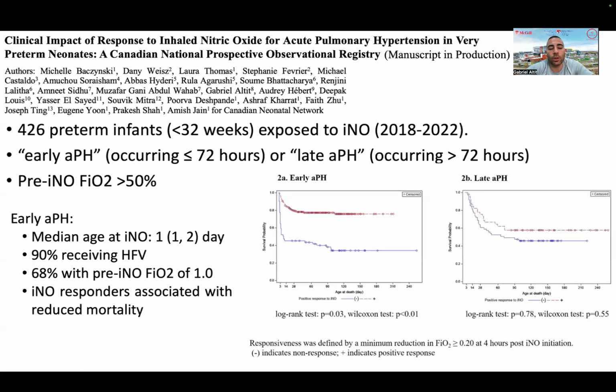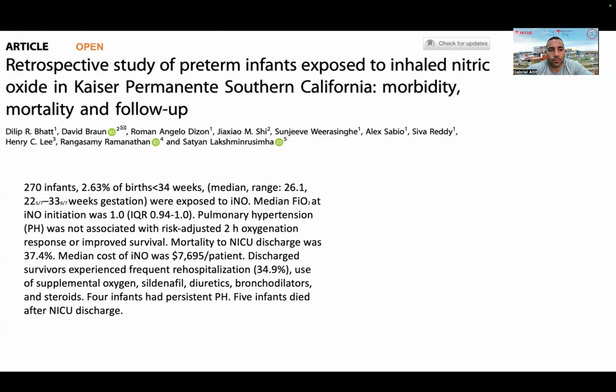Recently, at the Canadian level, we extracted data on 426 preterm infants that were exposed to INO, and we looked at early and late PH. I'll focus on early PH, where we've seen that these patients were started at a median of day of life 1, with 90% having some concomitant lung disease, on high frequency ventilation and a high amount of oxygen need. And we could see that those who decreased their oxygen need by 20% after INO had a much decreased mortality using a Kaplan-Meier test.